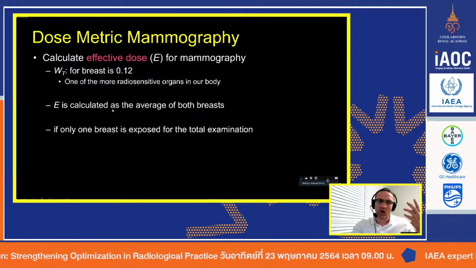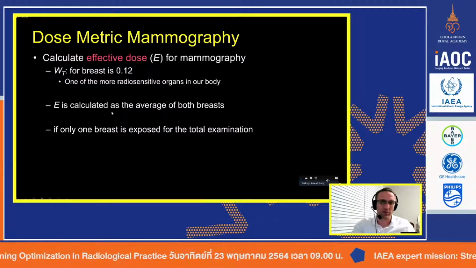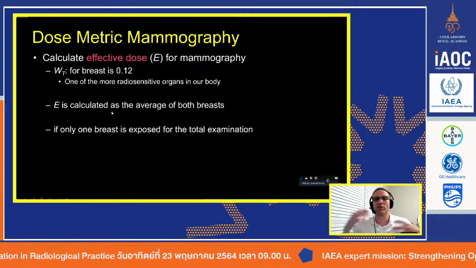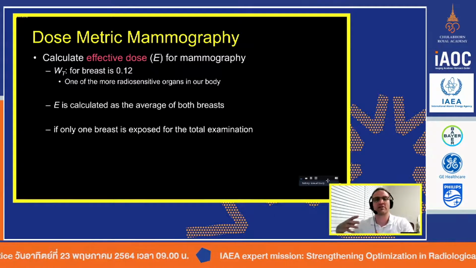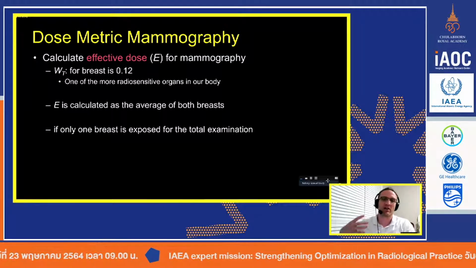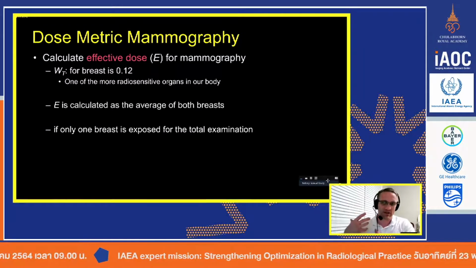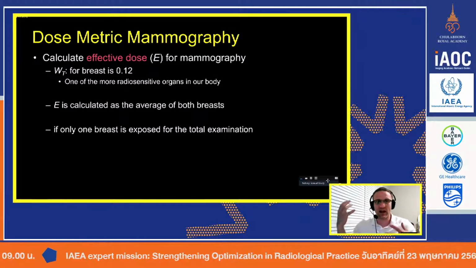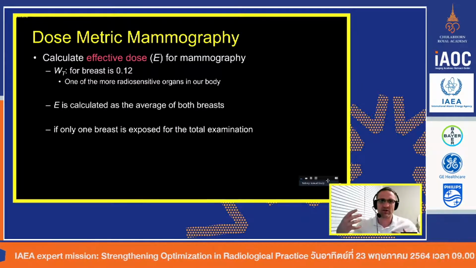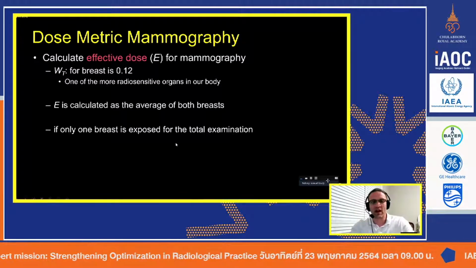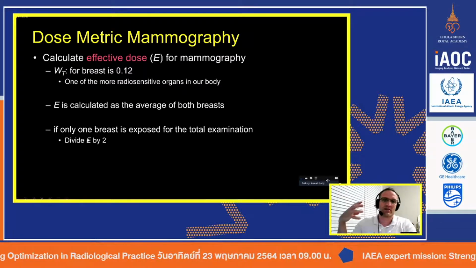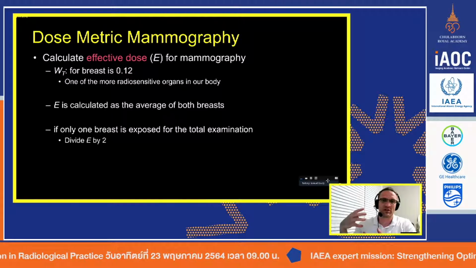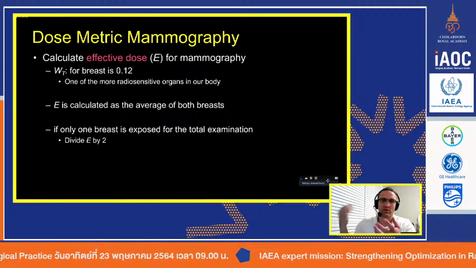Now, we don't always image both breasts, maybe on a diagnostic performance. If you go in for your screening mammography, there's something suspicious on the right breast, the woman comes back and is only imaged on the right side. Obviously, you can't average two because there's a zero value here. So when you calculate effective dose for one breast, you have to take the value D sub G multiplied by 0.12 and divide it by 2.